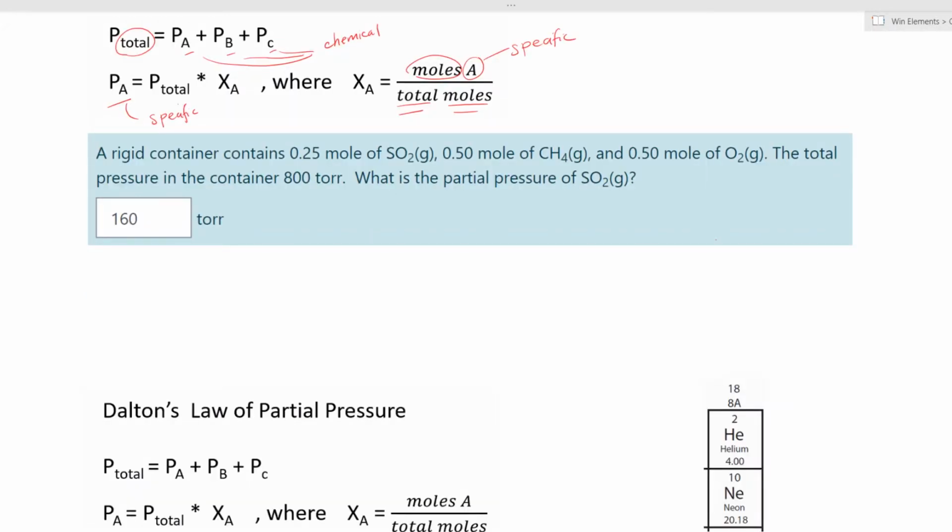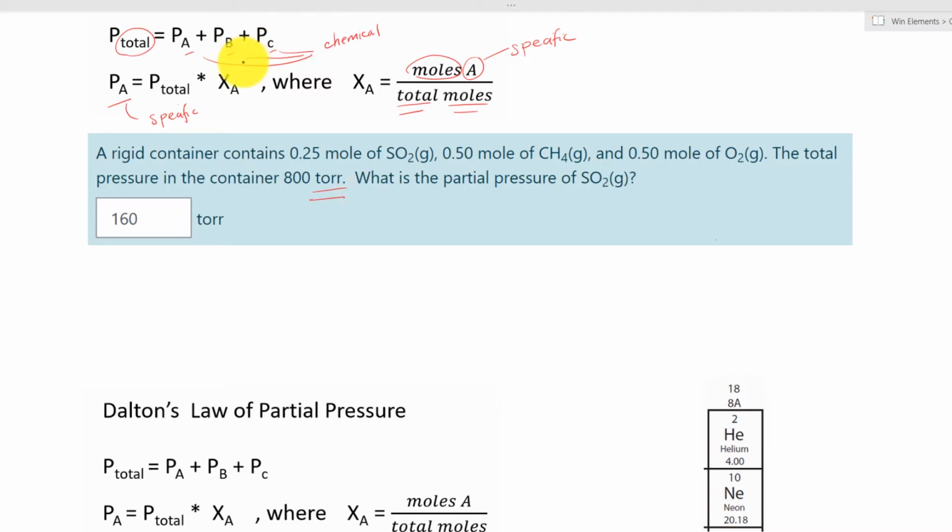Now let's do an example problem. A rigid container contains 0.25 moles of sulfur dioxide, 0.5 moles of methane gas, and 0.5 moles of oxygen. The total pressure in the container is 800 torr. What is the partial pressure of sulfur dioxide? The key thing about this is that, before we move on, there are different units for pressure, like atmosphere, torr, Pascal, kilopascal. It doesn't matter what the unit of the pressure is, the same logic applies, the same formula applies.